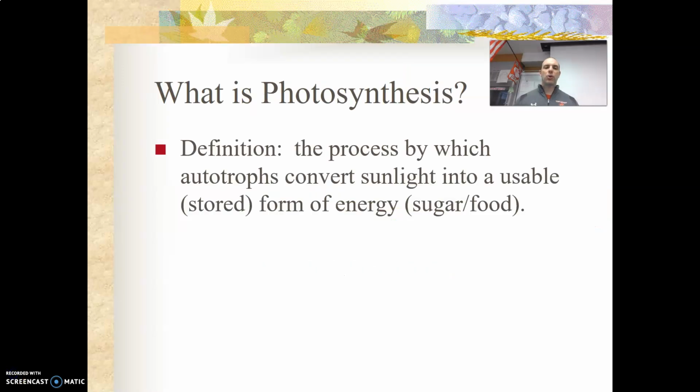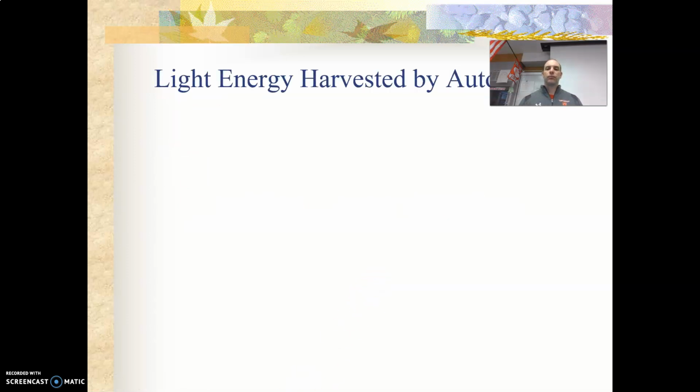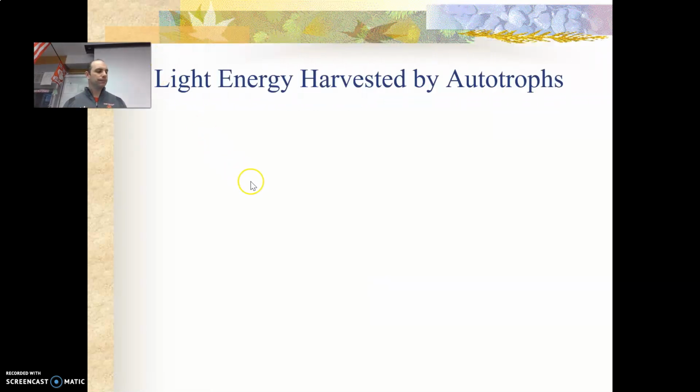Okay, again, these notes correlate to the outline that you already have on Canvas. Let's continue with it in the photosynthesis section. This is the definition of photosynthesis: the process by which autotrophs convert sunlight into a usable stored form of energy, which would be sugar or food. Light harvested by autotrophs.